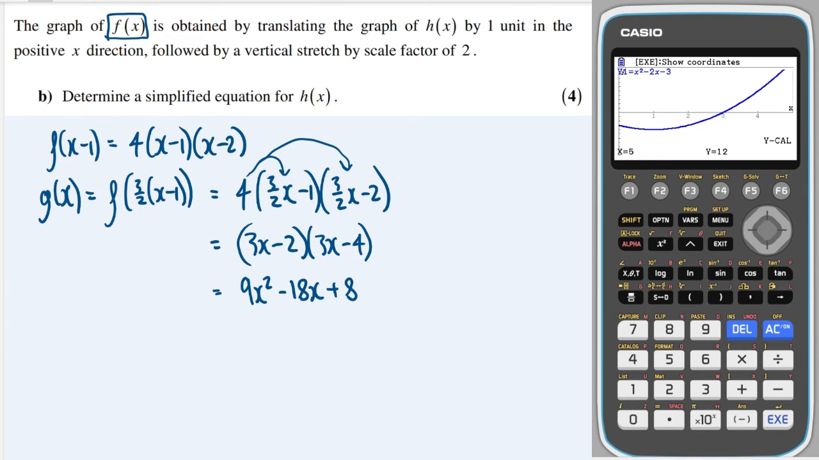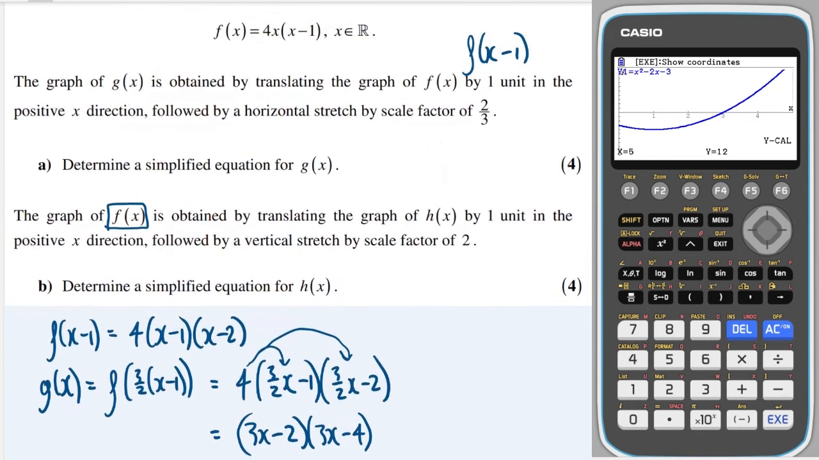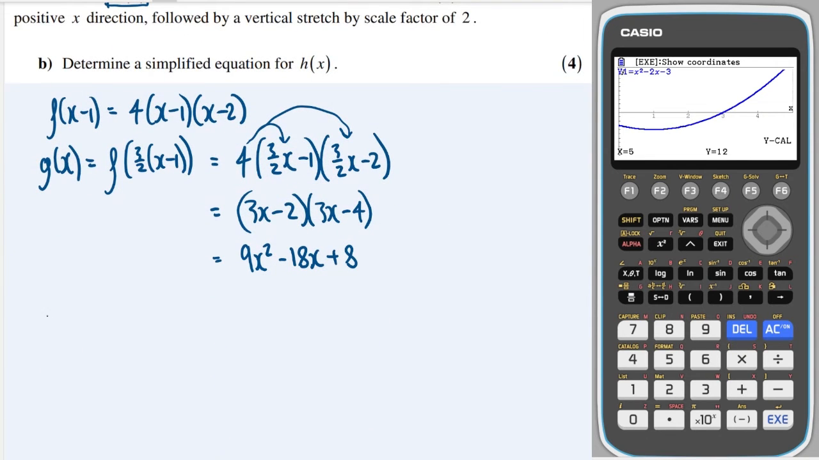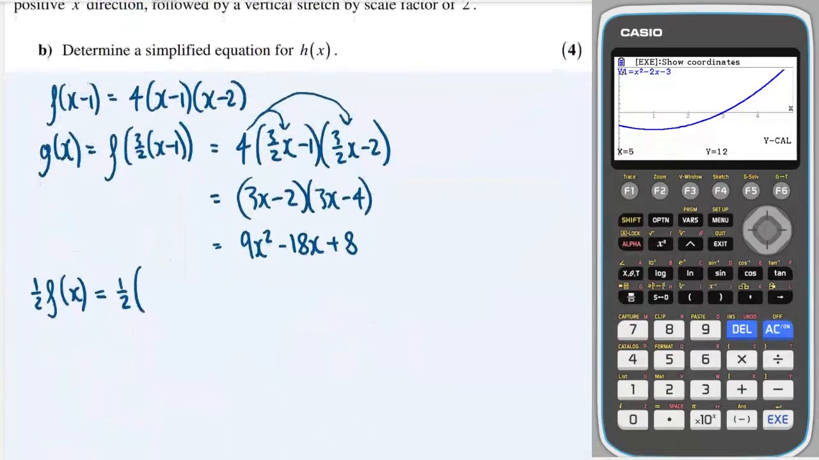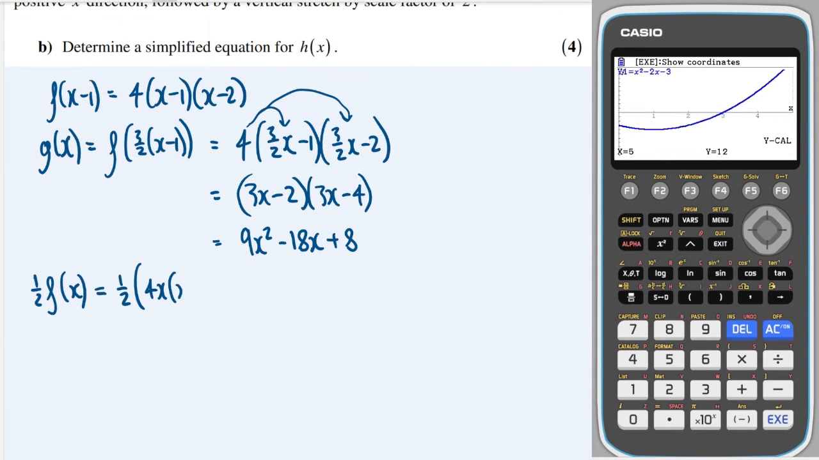So that will be taking f of x. We need to do 1/2 of f of x is what we need to do. And that is 1/2 of 4x, x minus 1, which is just going to give me 2x, x minus 1.